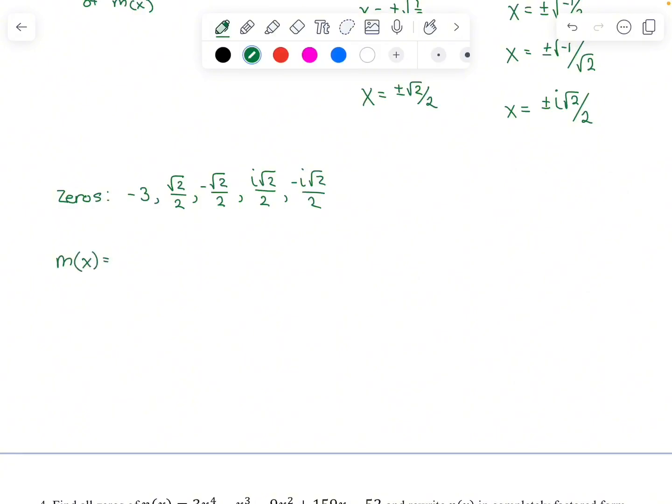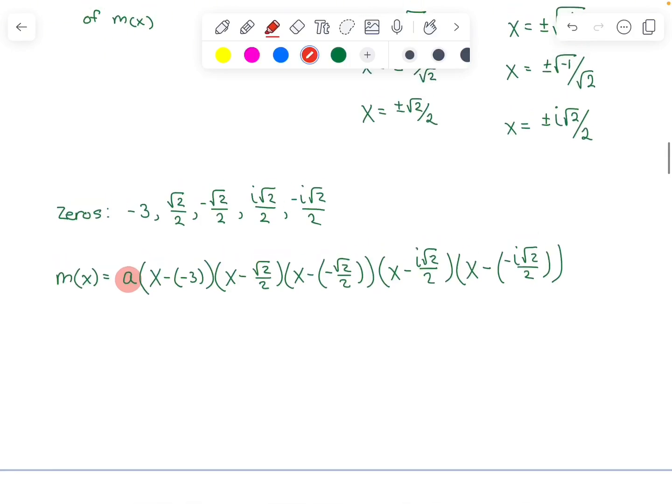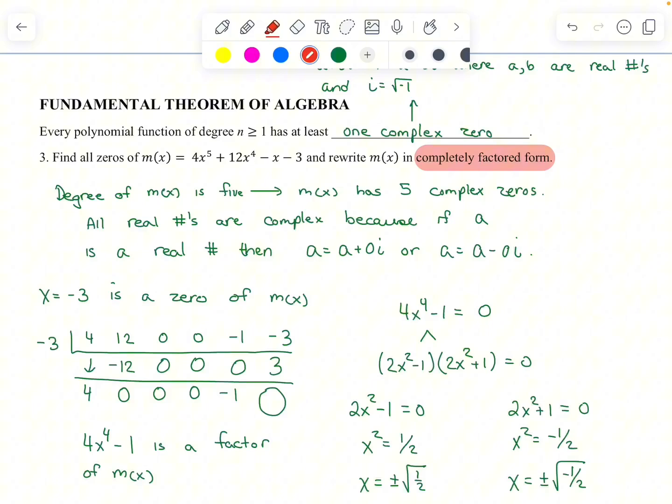So we have m of x is equal to some coefficient a times x minus negative 3 times x minus the square root of 2 divided by 2 times x minus a negative square root of 2 divided by 2 times x minus i times the square root of 2 divided by 2 times x minus a negative i square root of 2 divided by 2. Now all we need to do is figure out what is this value of a. Well, going back to the original equation, a is going to be the lead coefficient 4.